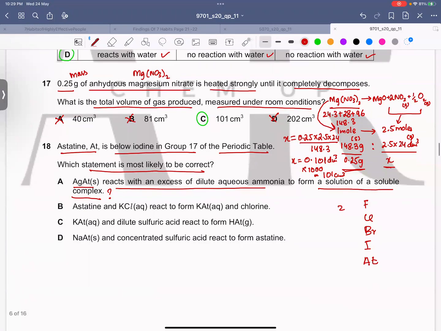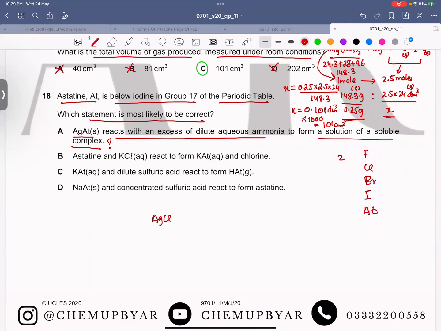Yes. If you recall, there is silver chloride, then silver bromide, then silver iodide, and then silver astatide. So if you recall the trend, if we use aqueous ammonia, it dissolves completely, this one dissolves partially, and this one does not dissolve. That is the trend that we have studied. In the same manner, if silver iodide does not dissolve, silver astatide is also not going to dissolve. So we are not going to get a solution of a soluble complex, which means statement A is wrong. Is this clear to everyone?